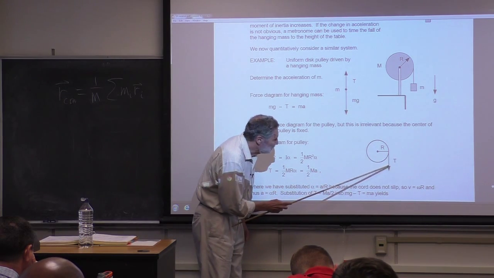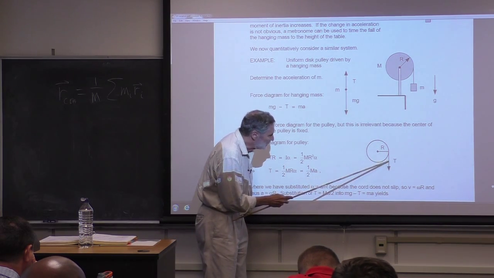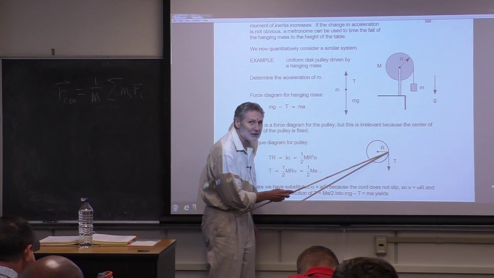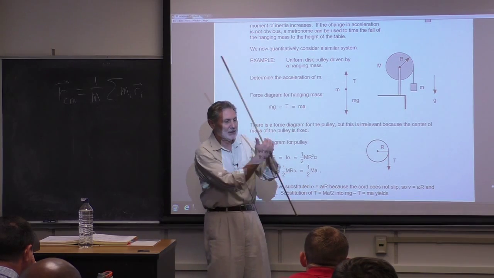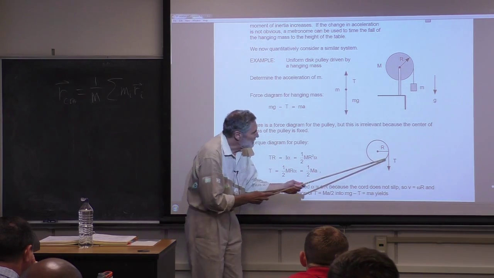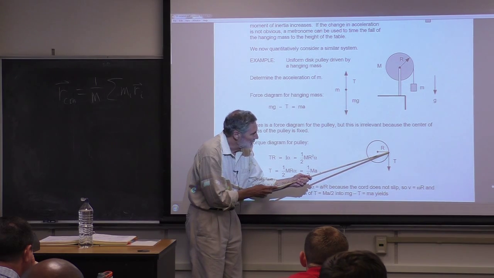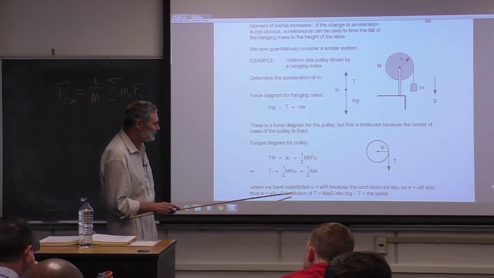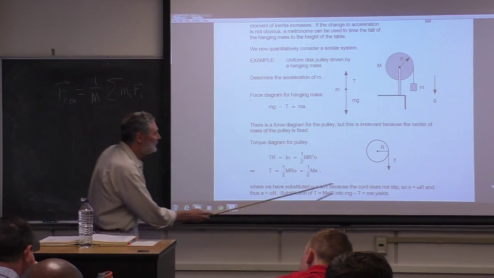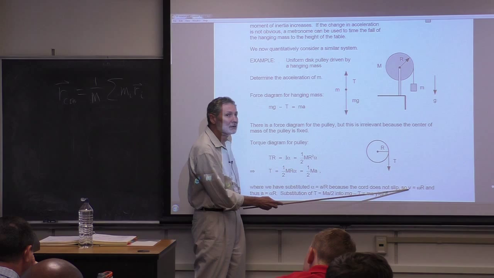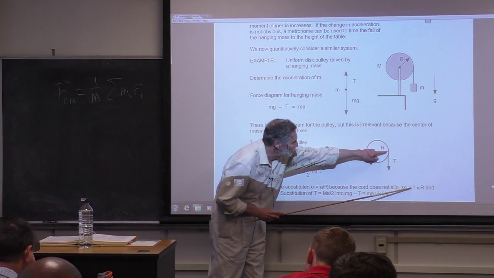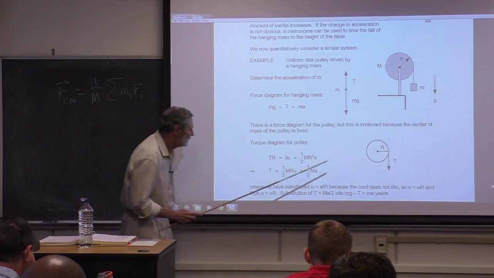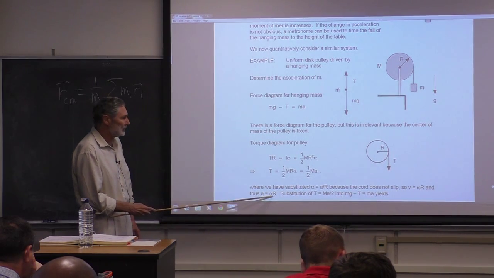If the cord is not slipping, the velocity of the cord at any point is going to be the same as the velocity of a point on the disk, right? Because it's not slipping. So that means that the acceleration here is going to be the same as the acceleration of a point on the disk. I know what the acceleration of a point on the disk is because I know that v is equal to omega r. Remember that? The velocity of the point on the disk is omega times r. I differentiate this with respect to time, and I know that a has to be alpha r.